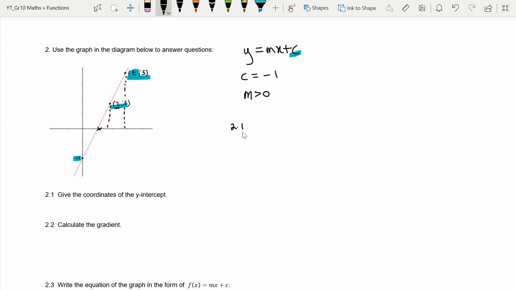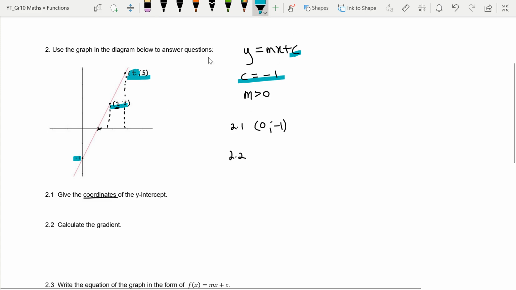For 2.1, it says, give the coordinates of the y-intercept. Well, we've already done that thinking where we identified the y-intercept. Do make sure that you don't just write down it's -1. They want the coordinate of the y-intercept. So you want to get that mark for doing that properly. And there is our y-intercept. Let's look at the second question.